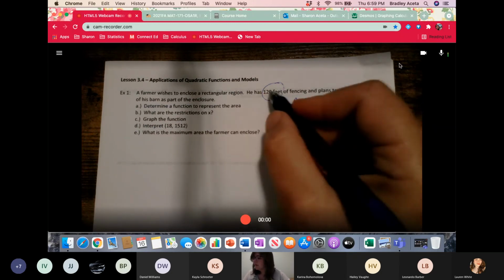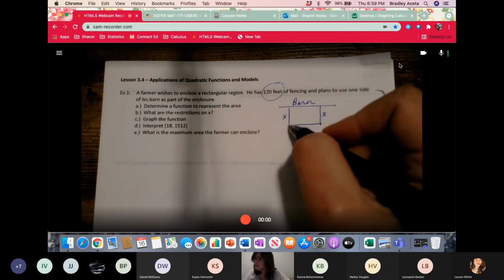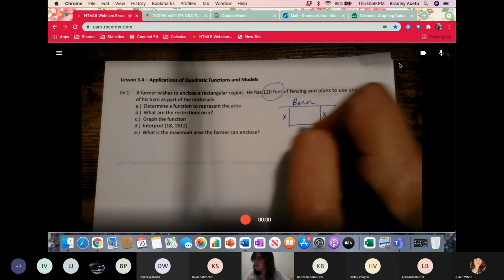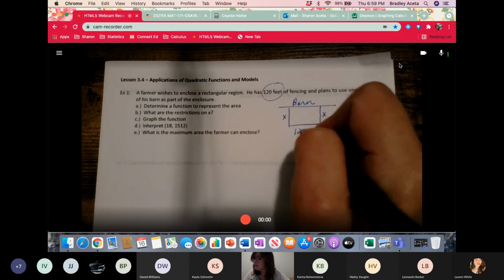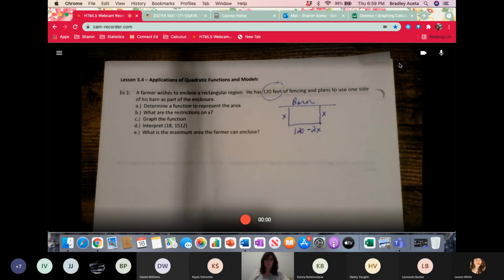The whole thing right here is 120. This side was already used, and this side was already used as x and as x. So this side right here, this bottom part, would be 120 minus the two x's that I have.